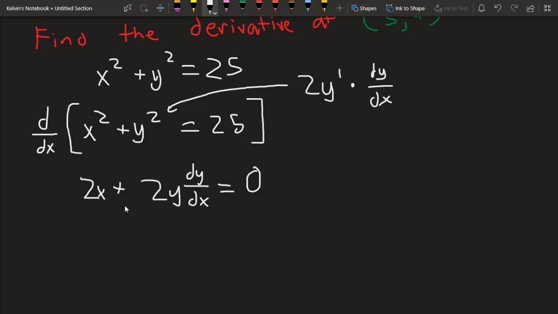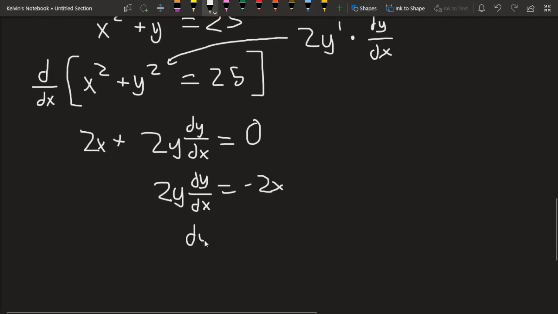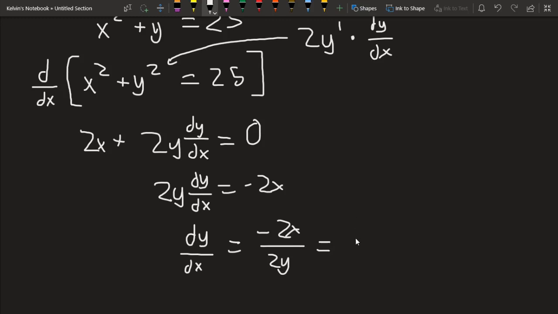So now we have to solve this. And in order to solve it, we can use the steps we did last time. So we go 2y dy dx equals negative 2x. And we bring 2y to the other side. So this would be negative 2x over 2y. And this would just be equal to negative x over y.